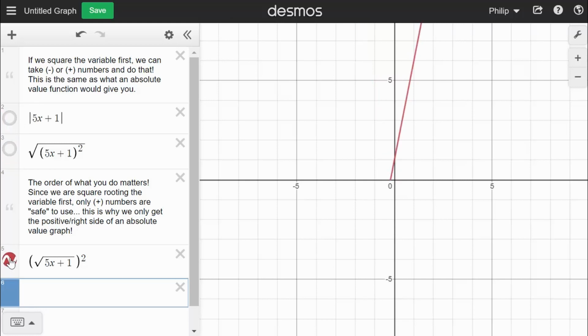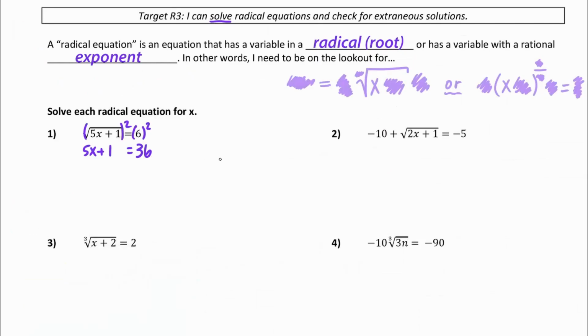But when you square root first, you only really want to consider the positive numbers, because if you square root negatives, that's when imaginary numbers would come into the situation. And so we don't have to have absolute value bars in our work because we're only considering the positive case, the right-hand side of that absolute value function. That's really nice for us because now we just get to solve business as usual.